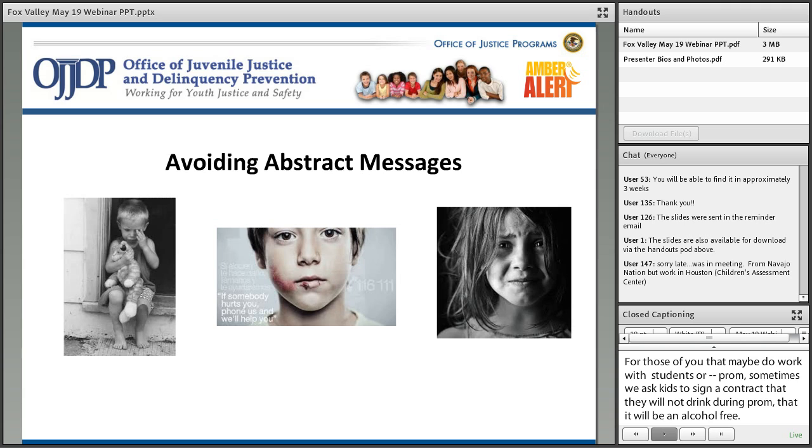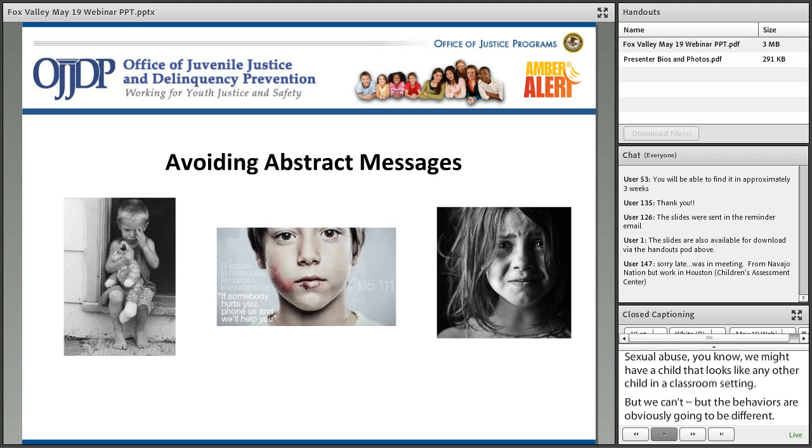I think avoiding abstract messages such as the one that you see on your slides here is important, and I say this because these are like the shock and awe I was talking about earlier, but also the relevancy. For those of us that work with children and families, child abuse doesn't always look like this. With sexual abuse, we might have a child that looks like any other child in a classroom setting, but the behaviors are obviously going to be different. But sometimes you can't see that in children. So it's important to avoid abstract messaging.